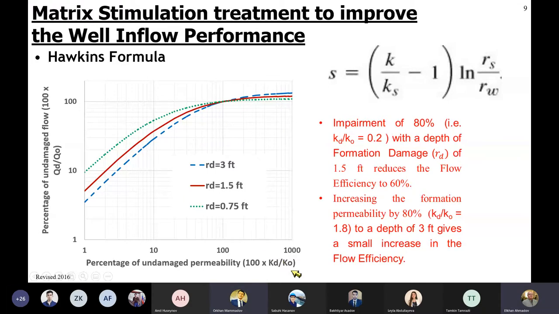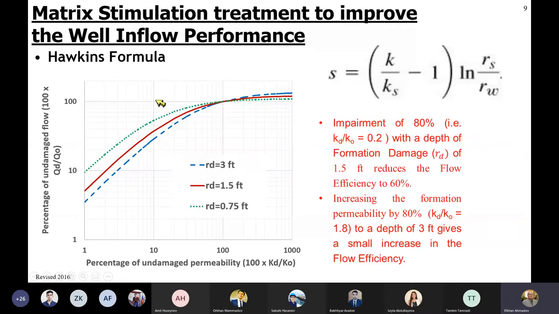So that's the percentage of undamaged permeability. So this is 10% of undamaged permeability, or 90% damaged permeability. Okay. So if our original, undamaged permeability here is 100 millidarcy, then here, due to deformation damage, at this line we have 10 millidarcy.